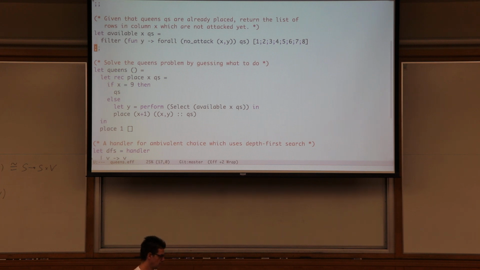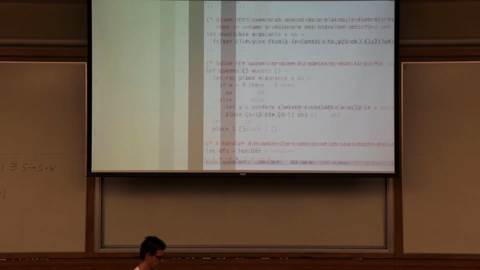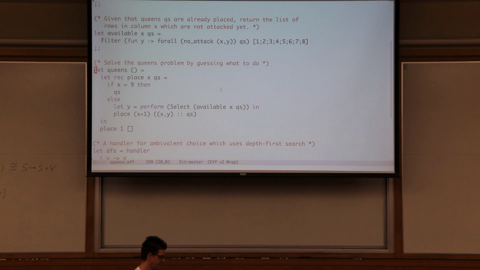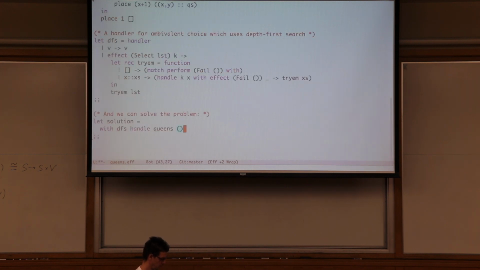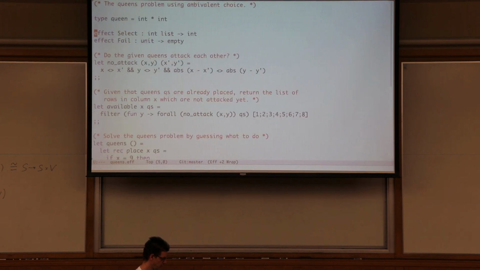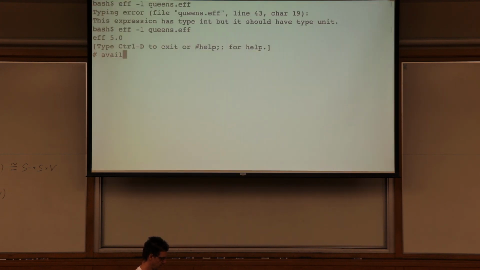Yes? So let's see if this works. Yeah, well, now I need to fix the rest of the program. There we go. So just to see whether this works, I could say available: what's available in the first column if there are no queens? What's available in the first column if there is a queen at 2, 3? Yes, it gives me the available Y's.